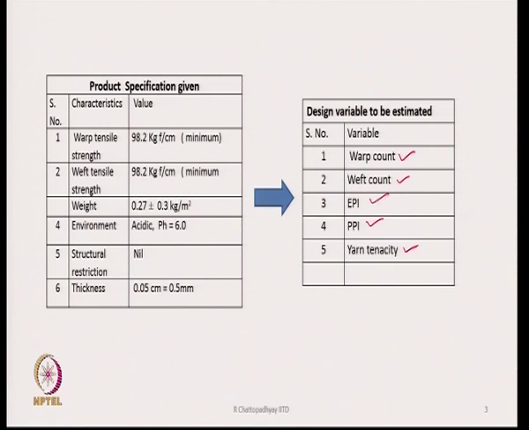from the information given about the product specification, which is on the left side table, and we need to find out the design variables. The other thing we also need to know is which fiber we should choose, which will satisfy these requirements. Okay. So, let us move forward now.